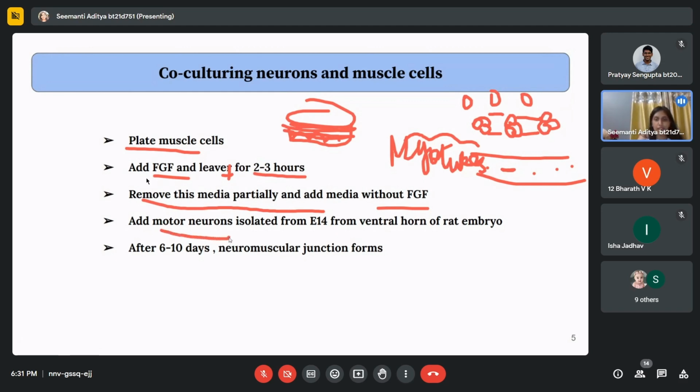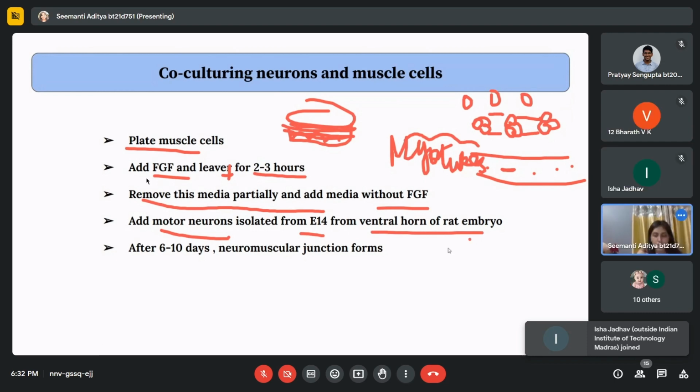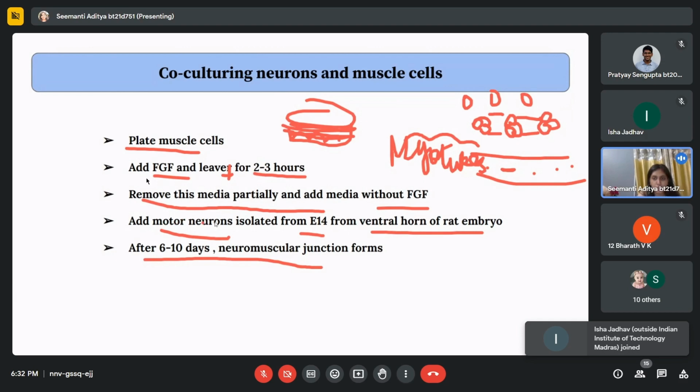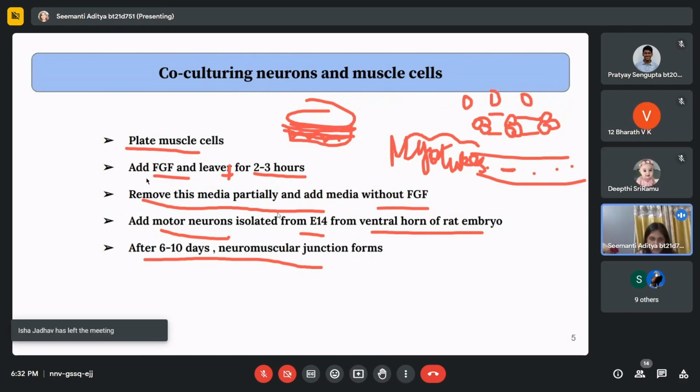neurons are isolated from the embryonic stage, embryonic day 14, from the ventral horn of the rat embryo, and after 6 to 10 days, the neuromuscular junction forms. So we are using different types of media for culturing the muscle cells and for culturing the neuronal cells. After adding these motor neurons and allowing them to grow for 6 to 10 days, there should be the formation of the neuromuscular junction.